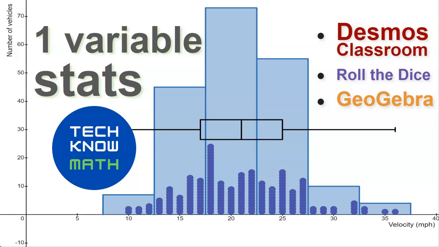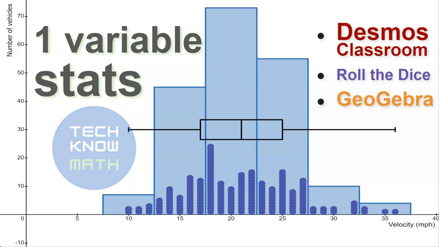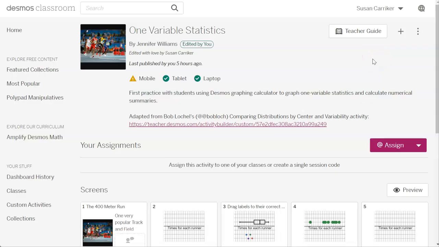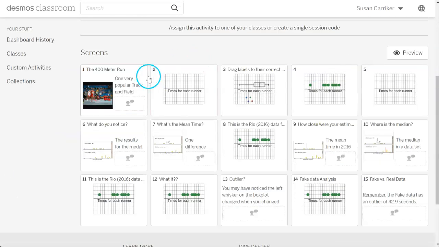This is Algebra 1, Term 6, Lesson 1, One Variable Statistics. We'll begin with Desmos Classroom, and then we'll do a fun activity in Polypad, and we'll finish up with an exploration in GeoGebra. So let's start with Desmos. In our Desmos activity, we will be exploring some data from the 2012 and the 2016 Olympics. There are 15 screens in this activity.